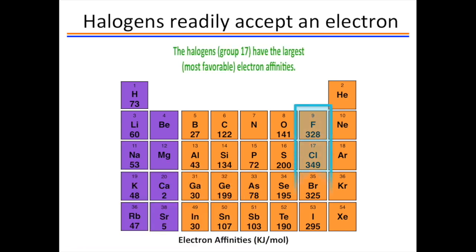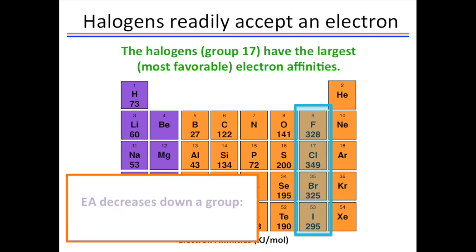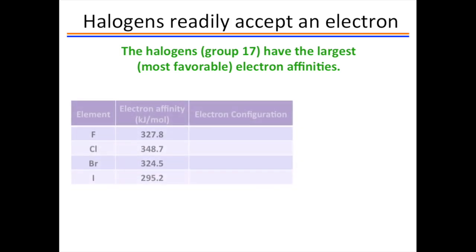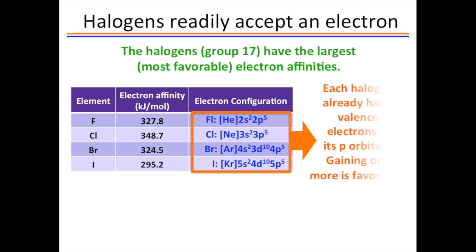In fact, all of the group 17 atoms exhibit favorable electron affinities. These are called halogens. In general, electron affinity decreases as you go down a group, and is consistent with the trends observed in ionization energy and atomic size. We can explain the trend by looking at electron configurations. For each of the halogens, the electron configuration shows a p5 valence shell. They all readily accept one more electron.